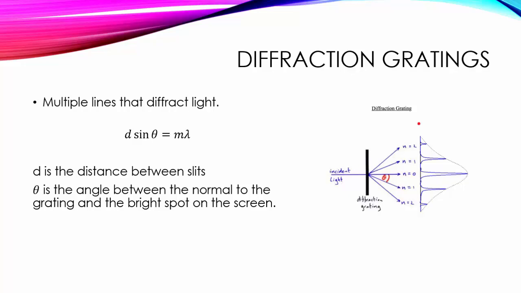And so you've got to be careful. Are we talking about d as the width of a slit, or d, the distance between the slits? So be careful when you're solving problems to be sure which equation to use and what you're looking for. And then theta is still the angle that the light's bent from the normal.